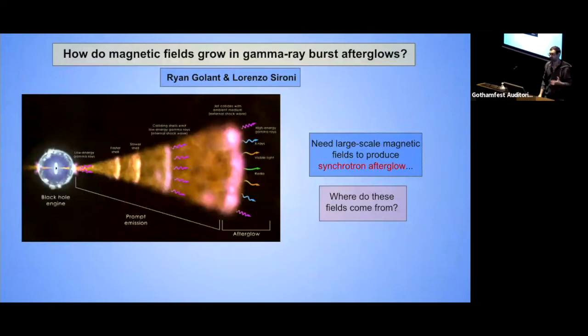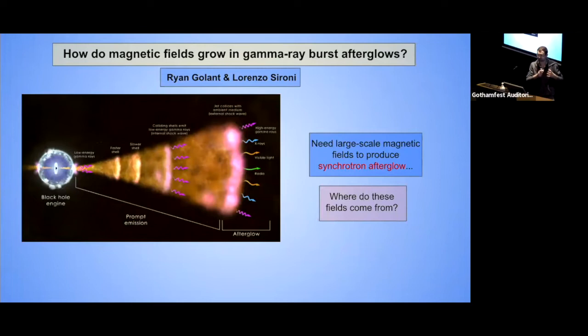So gamma ray bursts, or GRBs, are typically divided into 2 phases of emission. There's the prompt emission, and then there's the afterglow emission. Both are powered by this relativistic jet that emerges from some central engine. Dissipation within the jet gives rise to the prompt emission, which is the initial burst of gamma rays that gives gamma ray bursts their name.